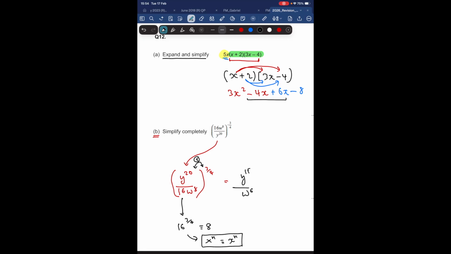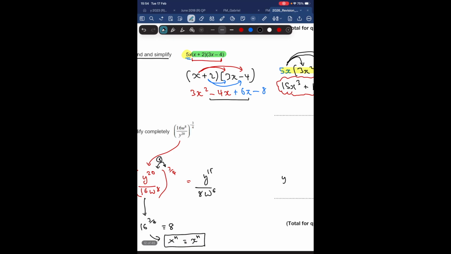So our final answer is going to be y to the power of 15 over 8w to the power of 6. And that's our simplified expression.